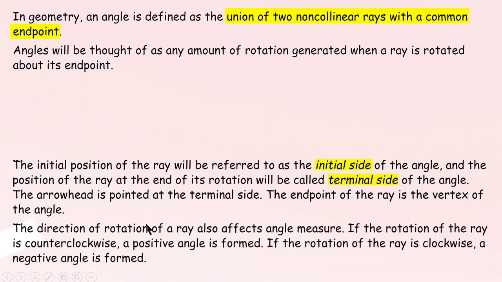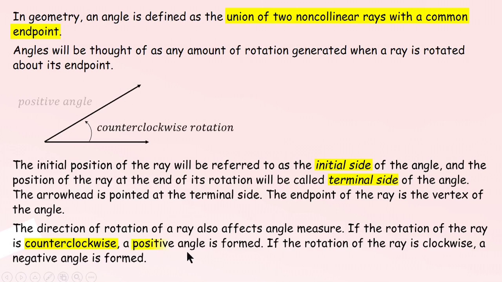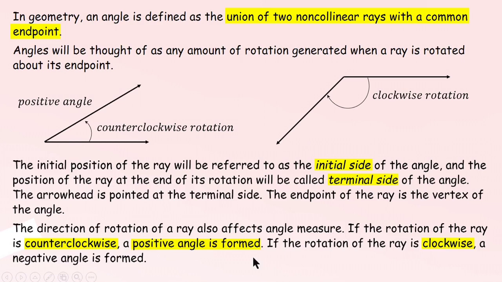The direction of rotation of a ray also affects angle measure. If the rotation of the ray is counterclockwise, a positive angle is formed. If the rotation of the ray is clockwise, a negative angle is formed.